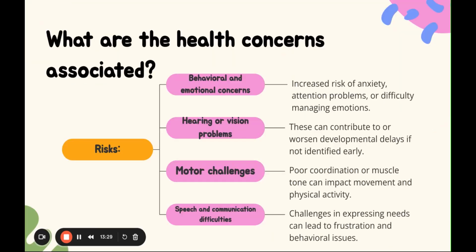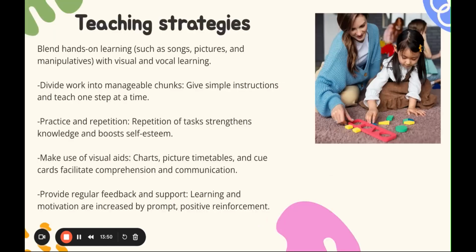What are the health concerns associated? There are risks: behavioral and emotional concerns, hearing or vision problems, motor challenges, and speech and communication difficulties. These things can affect them in the future, such as having anxiety, poor coordination, and having trouble expressing their needs and leading to behavioral issues.